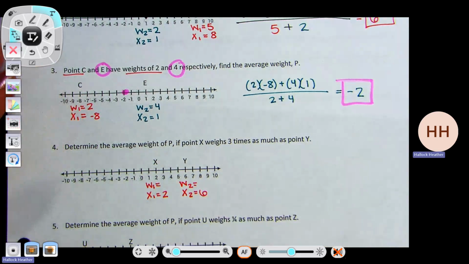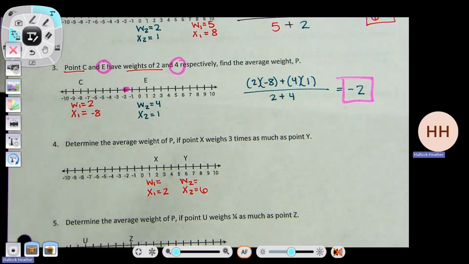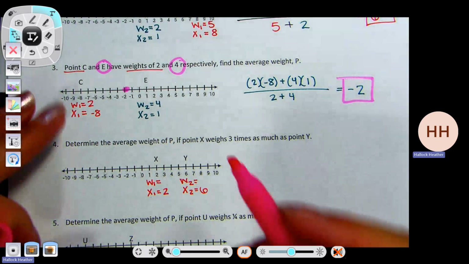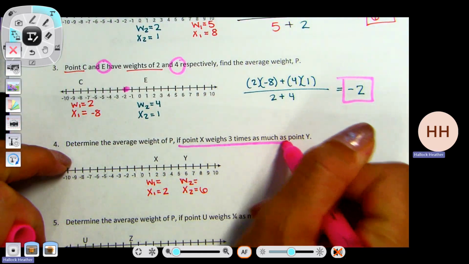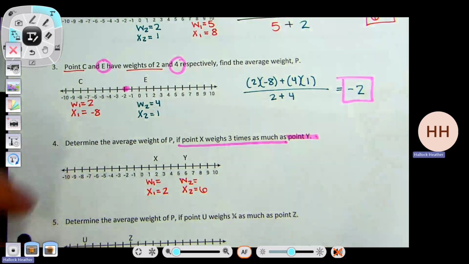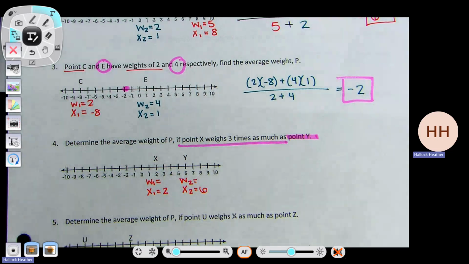6. And now I need some weights. I need them to be numbers. I can use any combination of numbers as long as X is 3 times as much as Y. So what combination of numbers could I use? I can use 3 and 9. What else could I use?